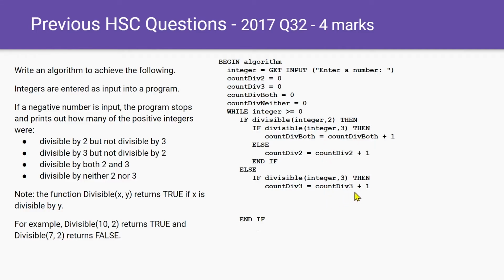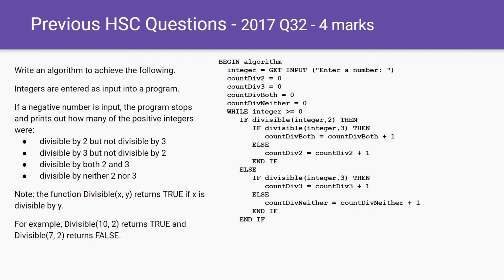So that means we need to have that divisible by neither. And this is where it will come in, because we've checked if it's divisible by 2 and it's not. If it's divisible by 3 and it's not, that is where we add to the neither count.